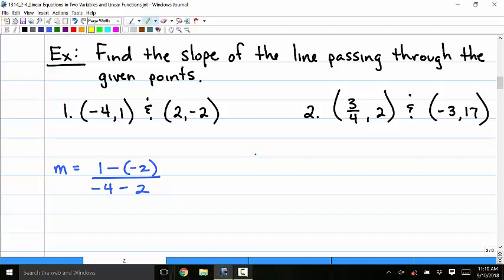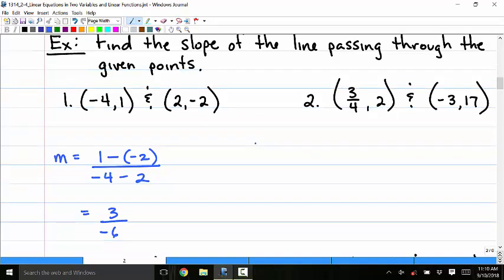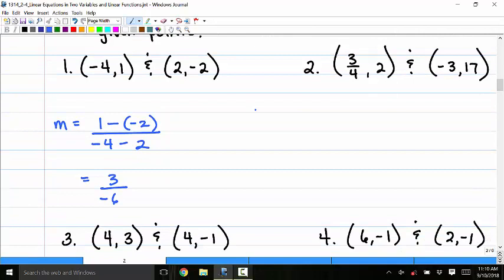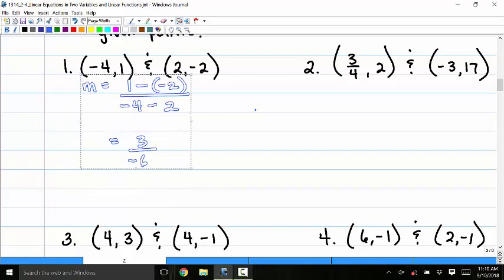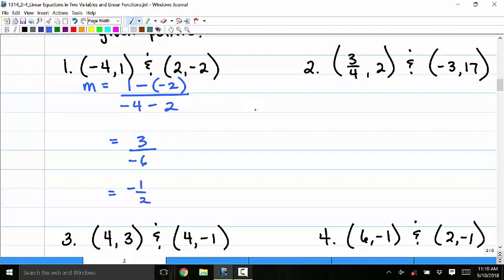Again, I do y minus y over x minus x. That's all you're doing to find the slope. Okay, what do you get? 1 plus 2 is 3. -4 minus 2 is -6. So my slope is -1/2. Questions?